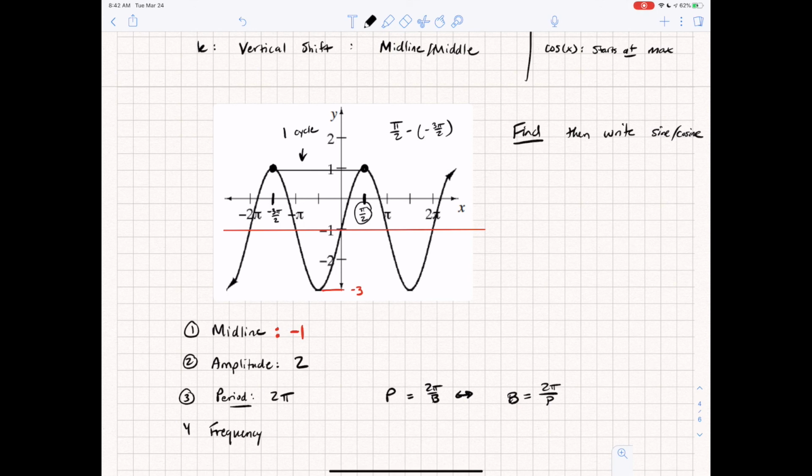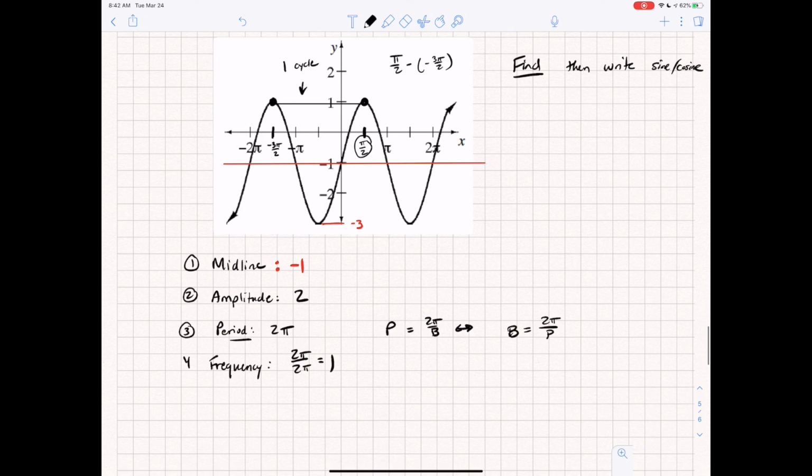If I cross multiply, I can solve for either b or p. And so if I'm looking for frequency, which is b, I can do 2 pi divided by the period, which is 2 pi. My frequency is 1. So there's my b value. So I have b, I have a, and I have k. The final thing that's missing is my starting x value, which is my k, or excuse me, my h.